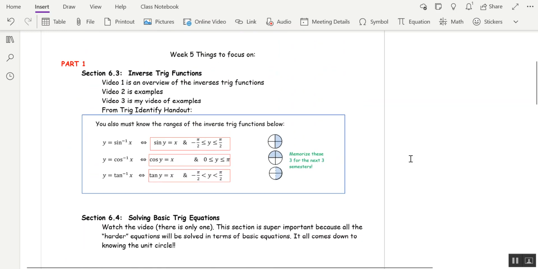Section 6.3, the inverse trig functions. Watch video 1, it's an overview. Video 2 is some examples, and video 3 is my video of examples. And so definitely watch video 3.